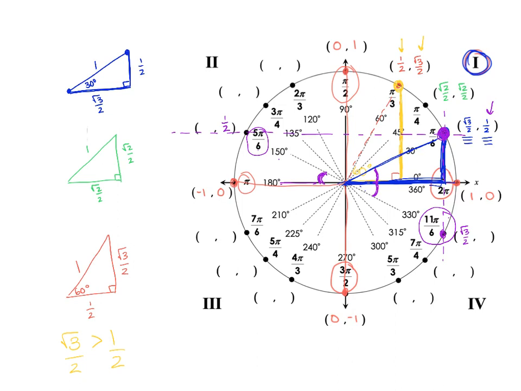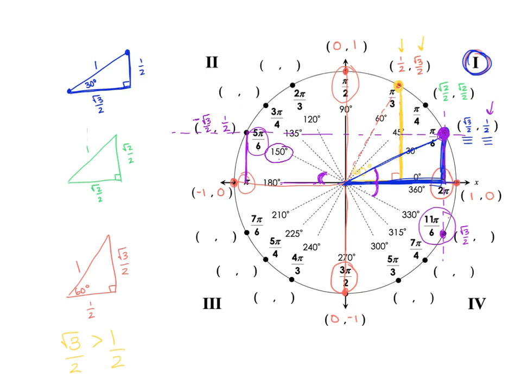So if we know the coordinates in quadrant 1, we also know the coordinates in all the other quadrants. This x value is actually the same as this x value, except it's in the negative direction. So if the x value of 30 degrees is the square root of 3 over 2, that means that the x value of 150 degrees is the square root of 3 over 2, but we've gone to the left, so it's negative.